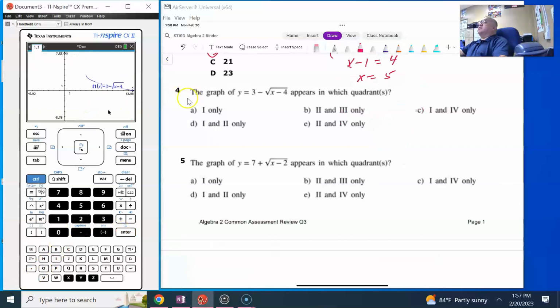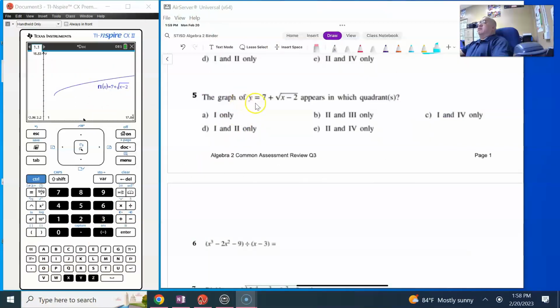That's 12. For number 4, it says the graph of y equals 3 minus square root of x minus 4 appears in which quadrant? It looks like it goes from 1 and it goes into 4, so I'm going to say C. Remember, this is the first quadrant, this is the second quadrant, third quadrant, fourth quadrant, and there it is.